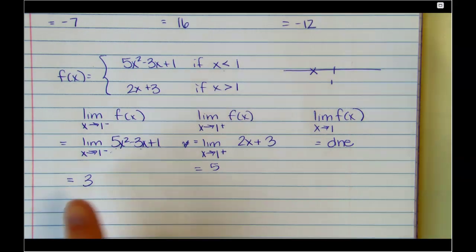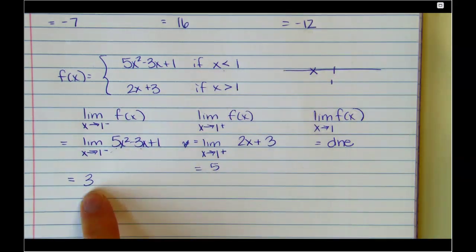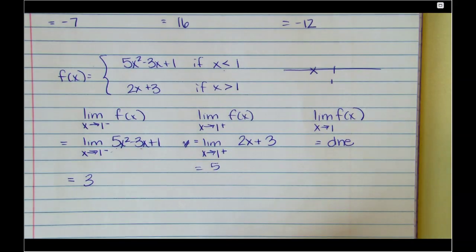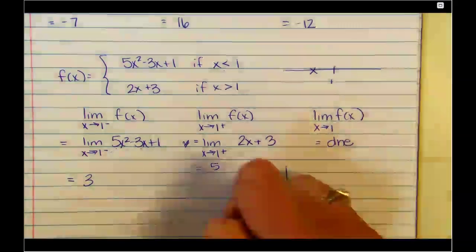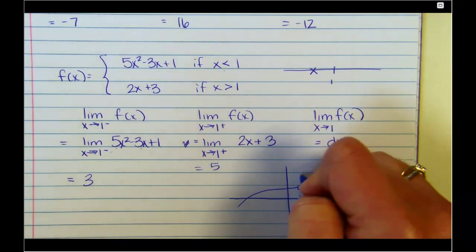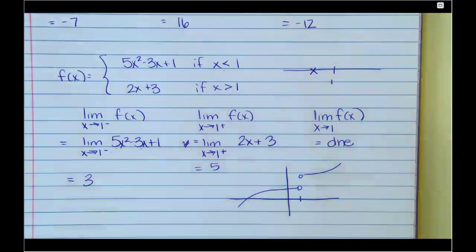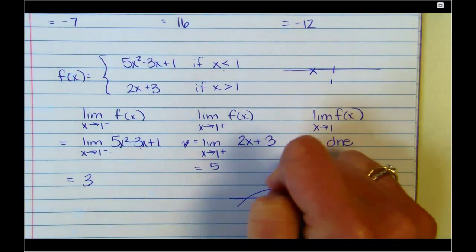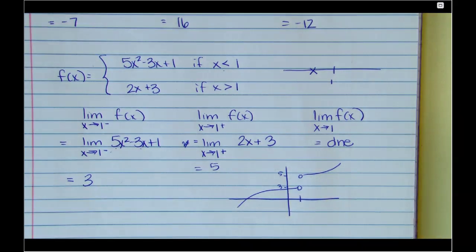Look, this guy. From the left, it's at 3. From the right, it's at 5. There's not a function. So let's just review what we talked about. This would look something like this, right? This would be open. This would be open. This would be at 3, this would be at 5. So we talked about this when we did graphs. Why is the limit does not exist?